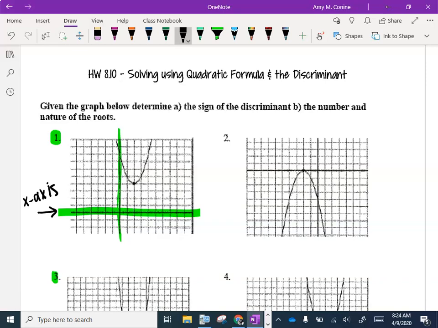And when we look at our graphs before and it didn't cross, we would say it had no real roots because it never crosses. So that would be the answer for part B. But for part A with the discriminant, if it has no real roots, that means our discriminant is less than 0. And that's all you would do.